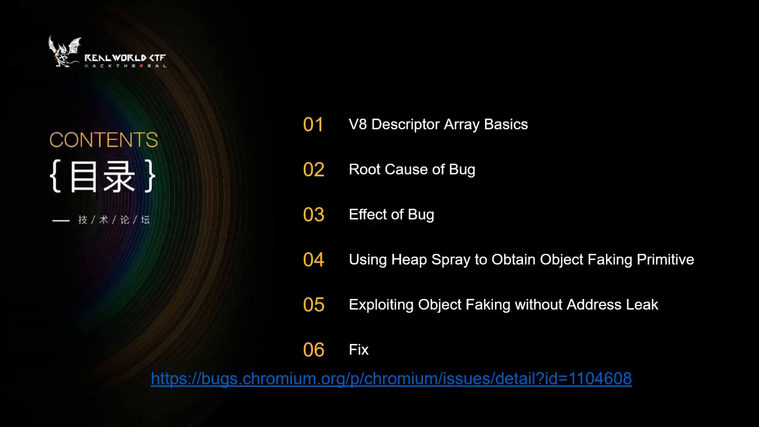Here is a brief overview of the contents. Firstly, I'm going to discuss some V8 descriptor array basics that are needed to understand the bug. And I'm then going to discuss the root cause of the bug and the effect of the bug. Then I'm going to discuss the exploitation, which is using the heap spray to obtain an object faking primitive. And I'm going to exploit the object faking primitive without any address leak. Finally, I'm going to discuss the fix for this bug.